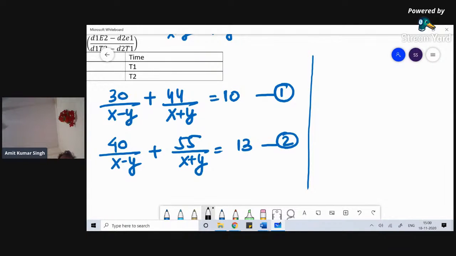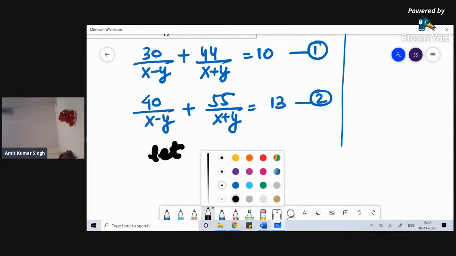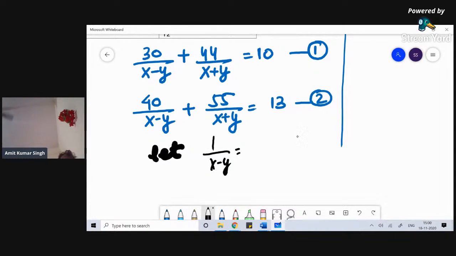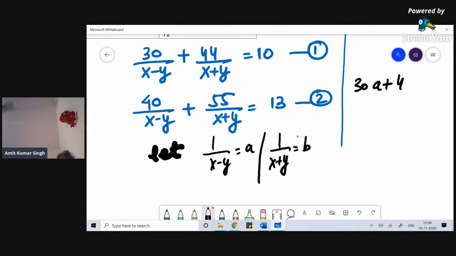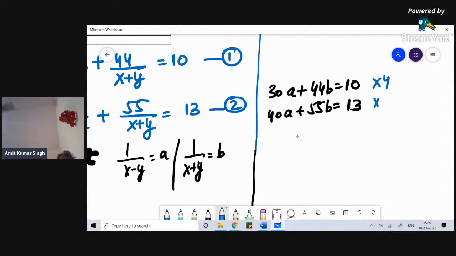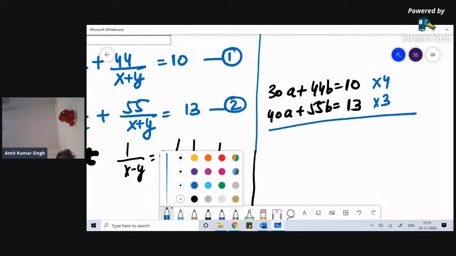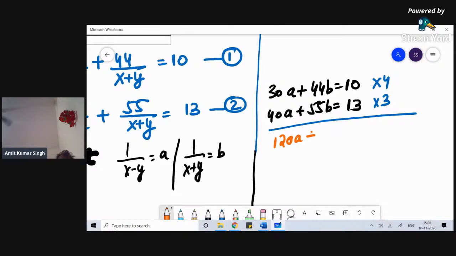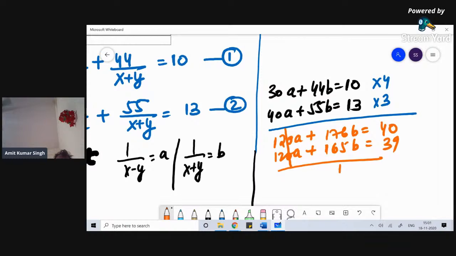So let 1 by x minus y be equal to a, and 1 by x plus y be equal to b. So 30a plus 44b is equal to 10, and 40a plus 55b is equal to 13. Now to solve this, I'll multiply this with 4 and this with 3. So I can say this is 120a plus 176b is equal to 40, and 120a plus 165b is equal to 39. So I can say 11b is equal to 1, so b is equal to 1 by 11.